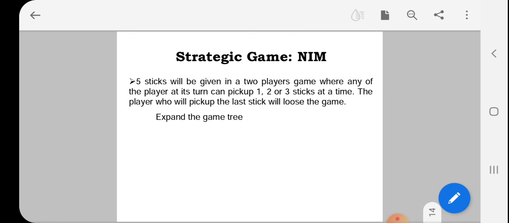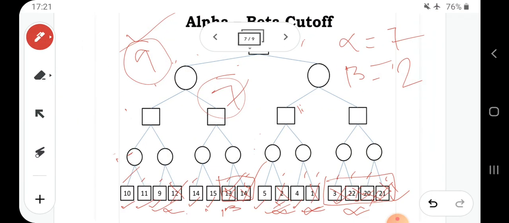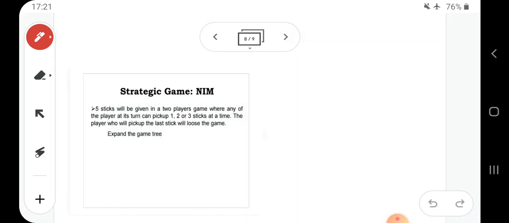So here we come to the concluding portion of today's discussion. This is a final example. We will take the game of NIM. If you follow the principle of the game, we will begin with 5 sticks, and those 5 sticks will be given to 2 players. In a particular turn, each player can pick up either 1 stick or 2 sticks or 3 sticks at a time. The player who picks up the last stick will lose the game, and we have to expand the game tree. So let us check how we can do that.